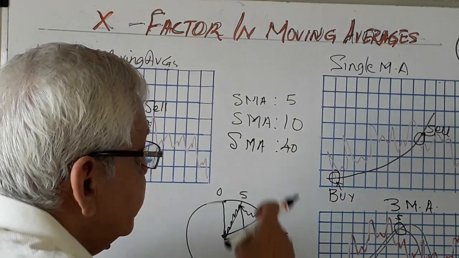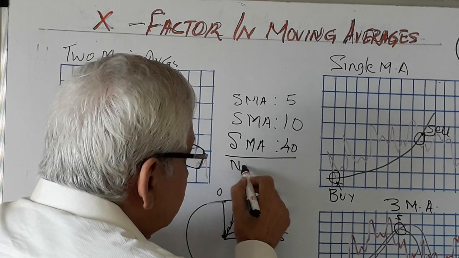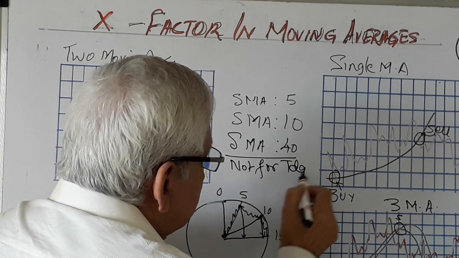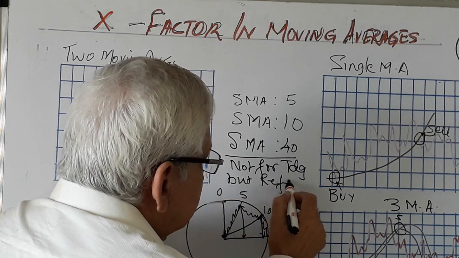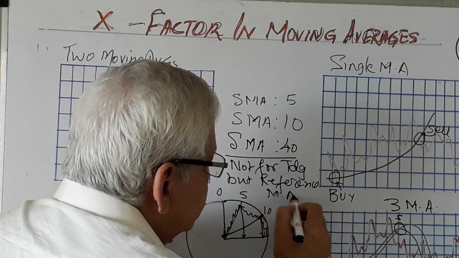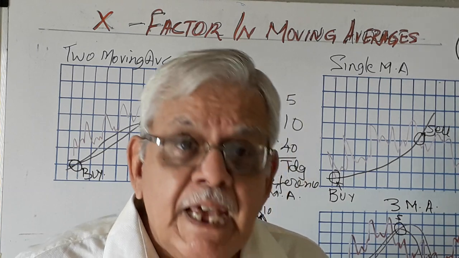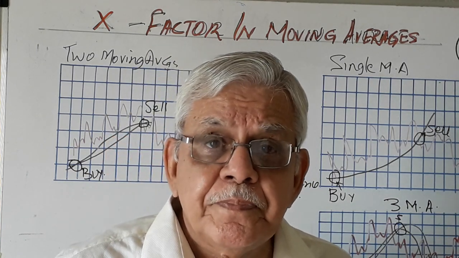So friends, this 40 is not for trading, but reference. Reference moving average. And this is actually, I call it the X factor, which normally you don't find anywhere.